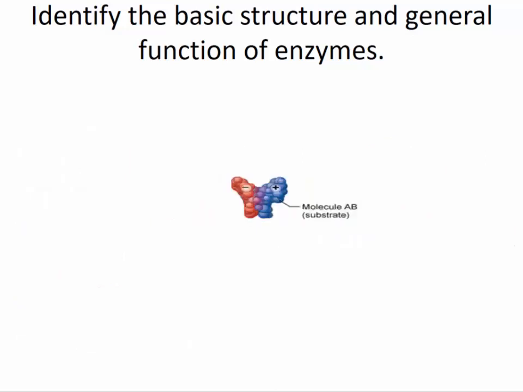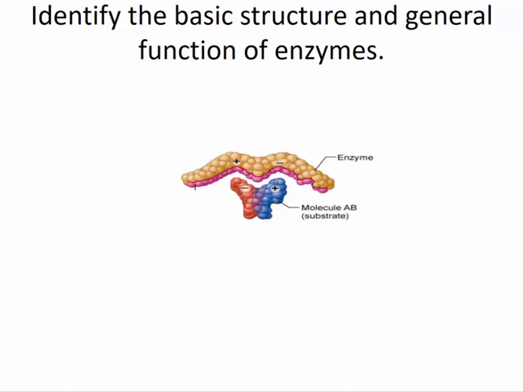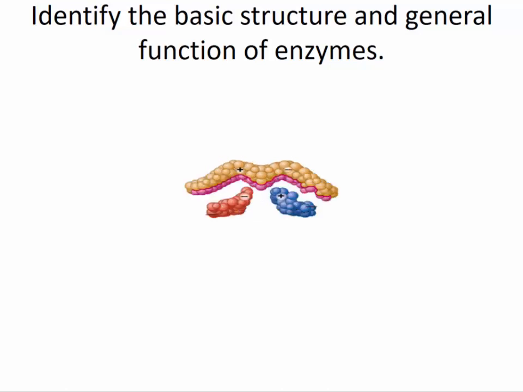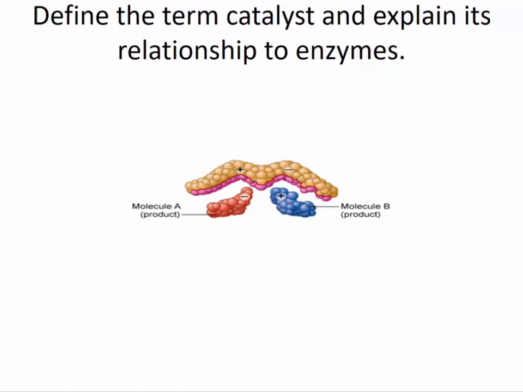A substance that they act on is called a substrate. So here we have molecule AB that is the substrate for this enzyme. This enzyme has an active site that is attracted to and wraps around molecule AB. What it then does is pull molecule AB apart, forming the products molecule A and molecule B. The function of the enzyme is to help speed up this reaction. That molecule AB might have broken down into molecule A and molecule B on its own, but the enzyme sped up that reaction. And this is related to the term catalyst and relates to enzymes.